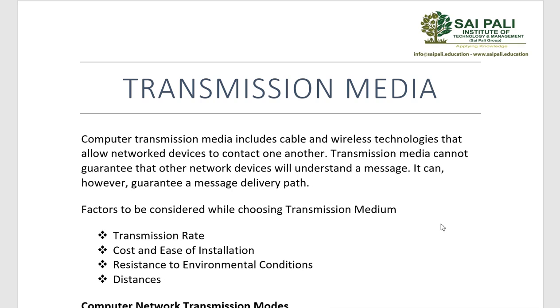Then how much distance it can cover. That is also important, that we should know how much distance is going to be covered by this transmission medium. So these are some factors we should consider before choosing a transmission medium.